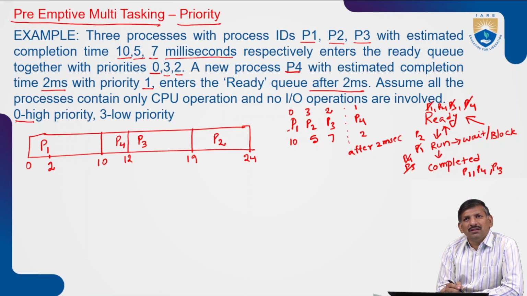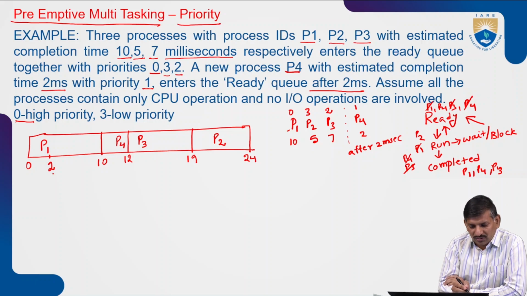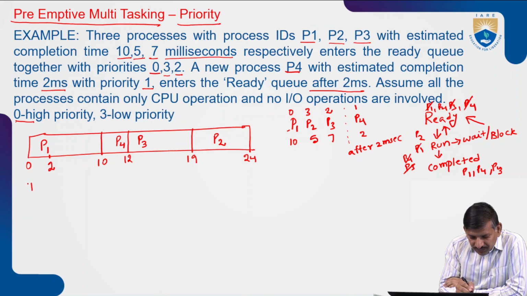Waiting time means how much time the process is waiting in the ready state. Turnaround time means how much time the process will take to complete its execution from entering into the ready state. So first, waiting time for process P1.